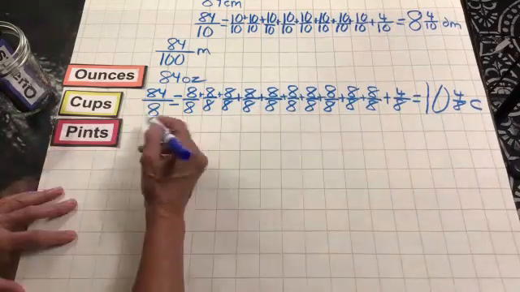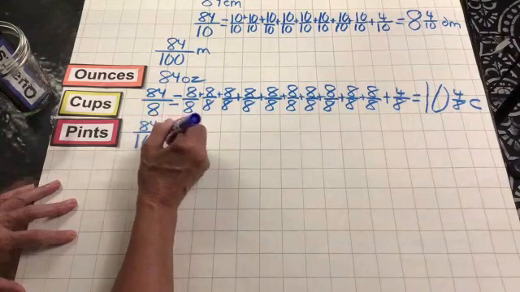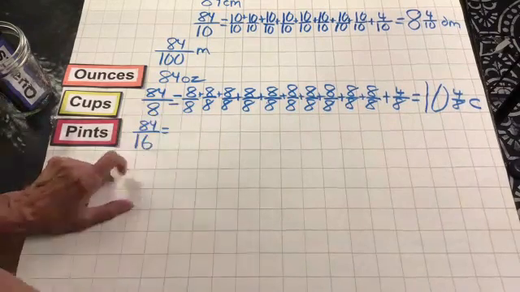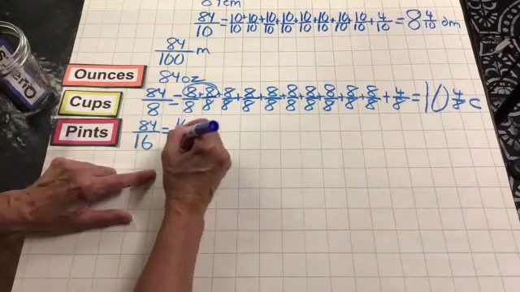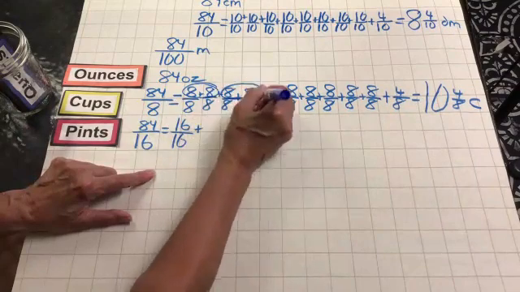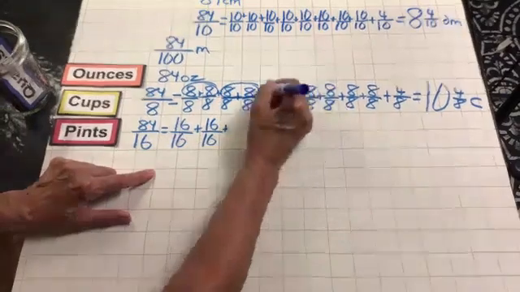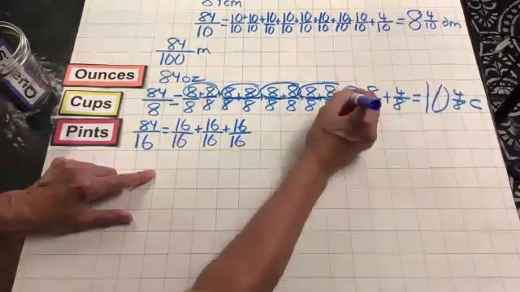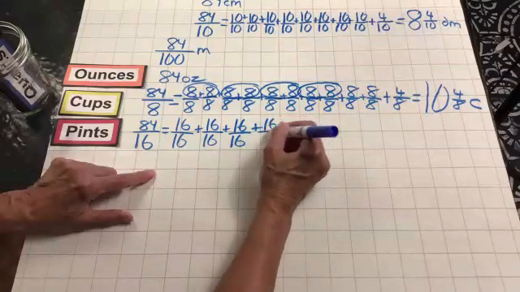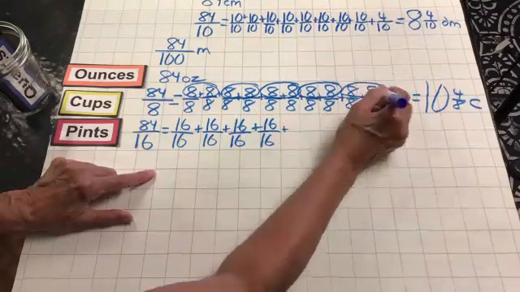Pints, it takes 16 ounces to make a pint. We have 84. We're going to separate this into sets of 16. So here's a set, 16 over 16. Here's 16, 8 plus 8 is 16 over 16. Here's another set, 16 over 16. Here's another set, 16 over 16, because 2 cups make a pint.